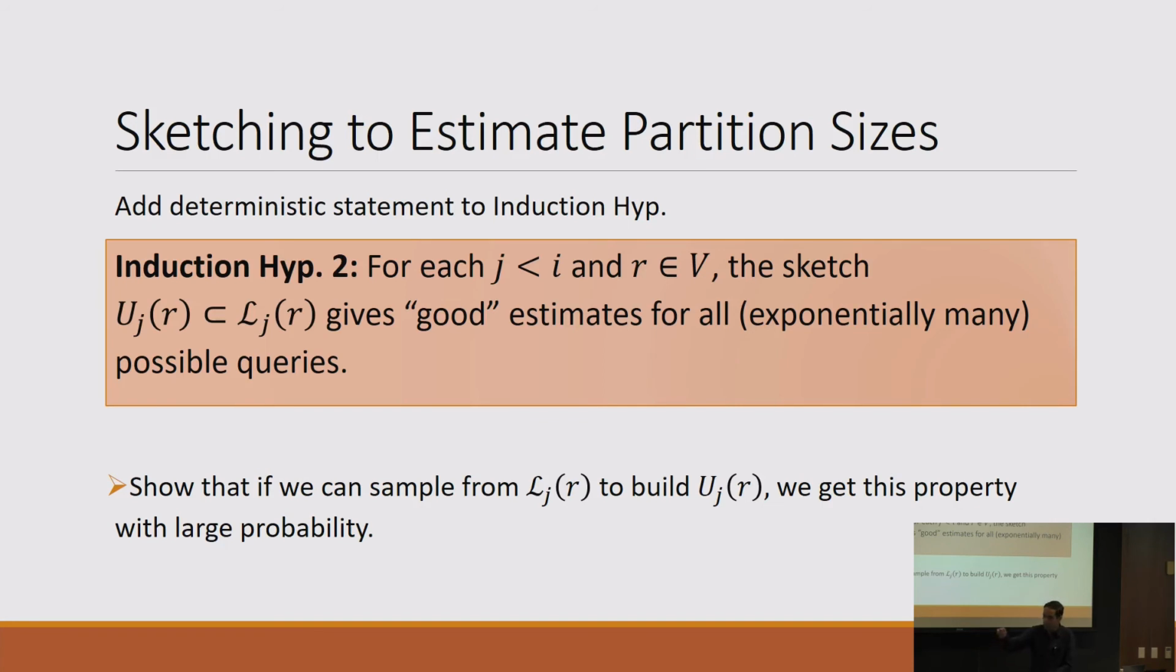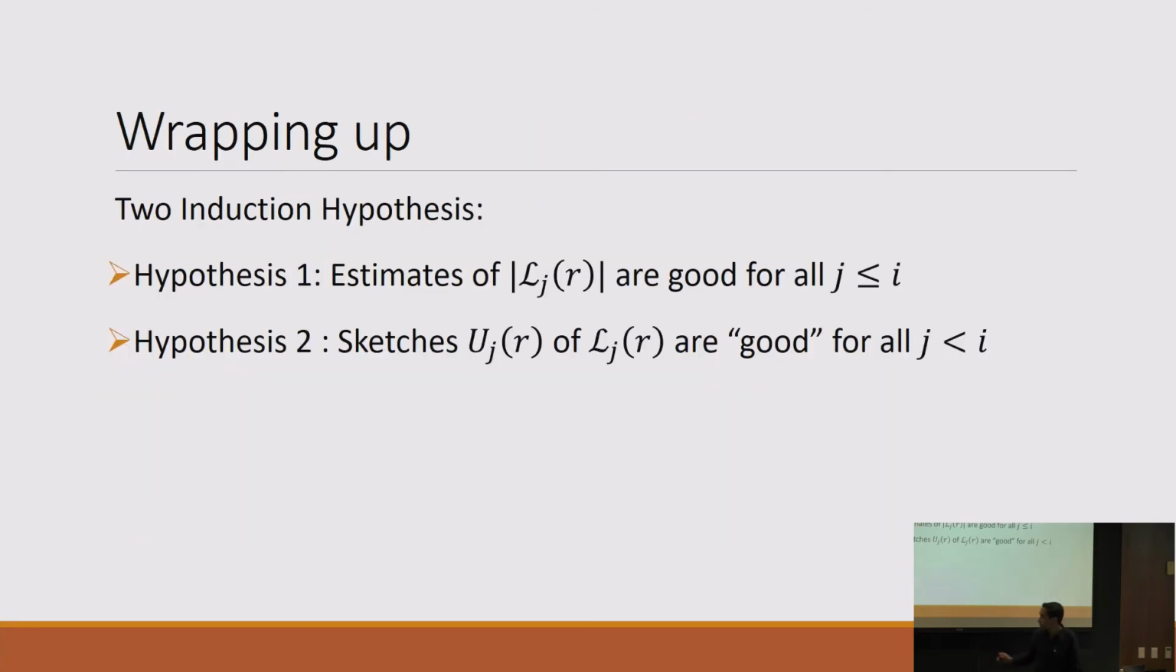And then you use these uniform samples to build your sketch for the next level. And then you keep doing this, conditioning on this high probability event. And then at the end, you get your estimates. So just a quick wrap up.